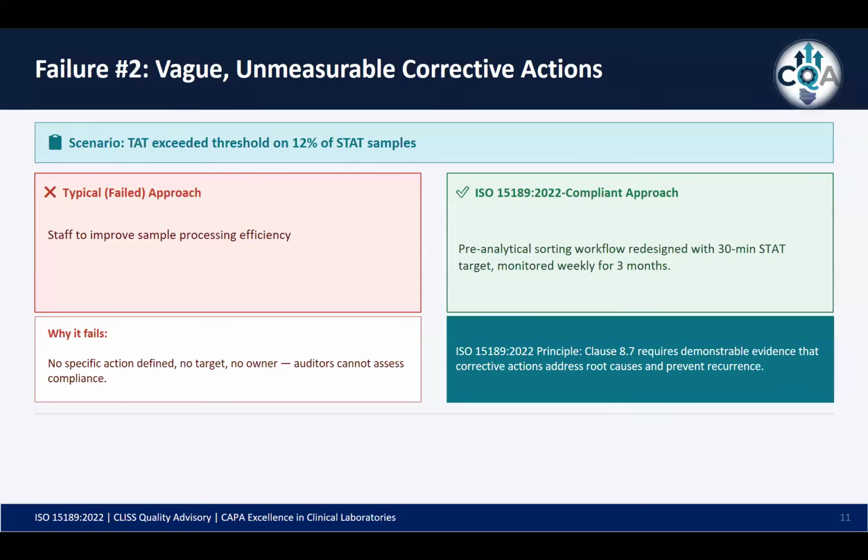You cannot even audit compliance to such a statement. Rather, have an approach like: pre-analytical sorting workflow has been redesigned with 30-minute start targets, and this is monitored weekly for 3 months. So this is measurable. We've set targets and we know that we'll be monitoring this on a weekly basis for the next 3 months.